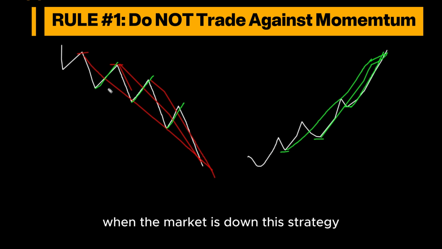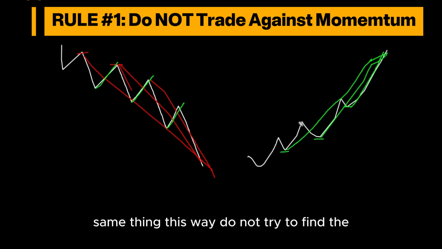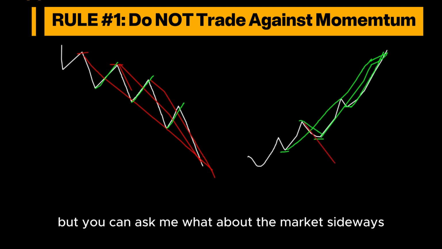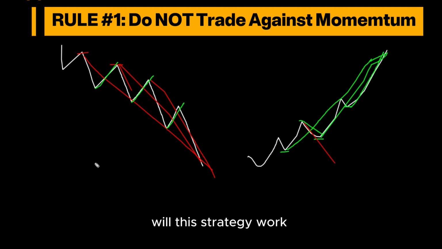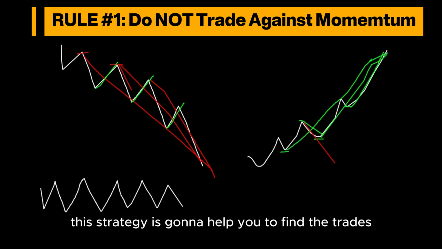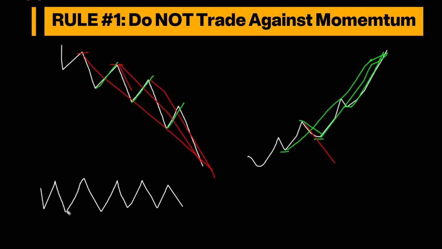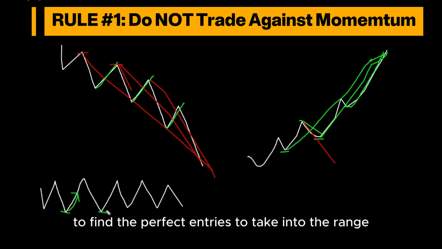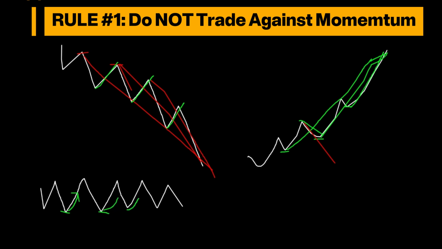When the market is down, this strategy is not going to help you to find the reversals. It's going to help you find the perfect entry to trade with the momentum. Same thing this way. Do not try to find the shorts here, right? But you can ask me, what about the market sideways? Will this strategy work? Yes, it does. If the market is going sideways, this strategy is still going to help you to find the entries, to find the perfect entries to take into the range.